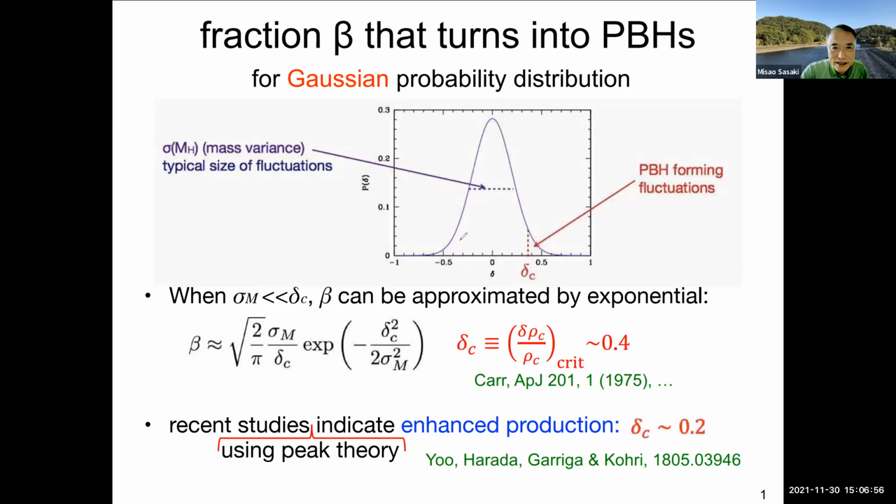Anyway, we still don't have any clear understanding of this criterion yet. So there are lots of things to do, but it's for sure that, depending on the type of models you construct, you could produce a large amount of these types of black holes, which may be observed today.